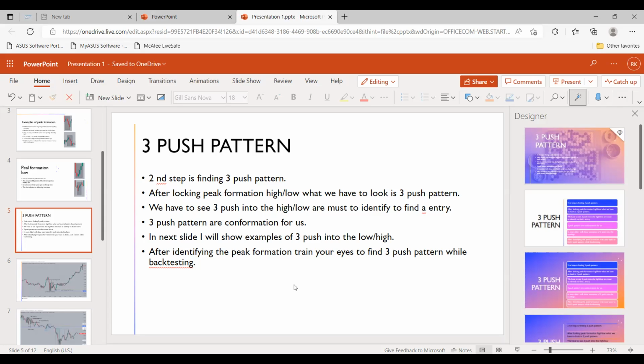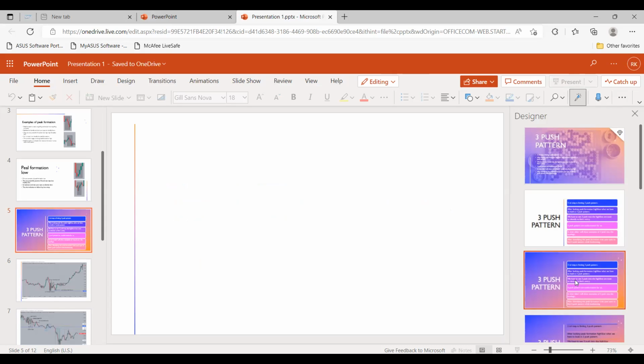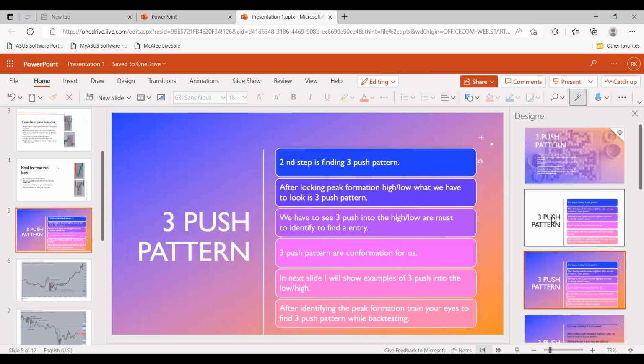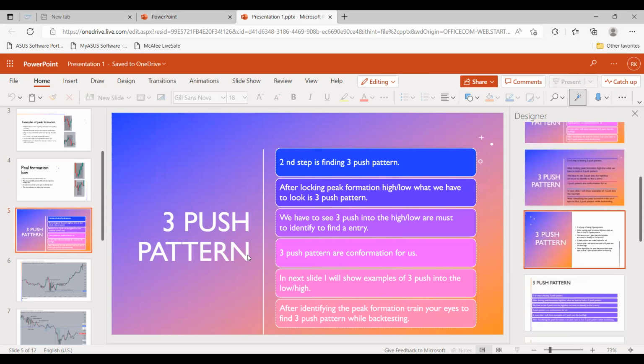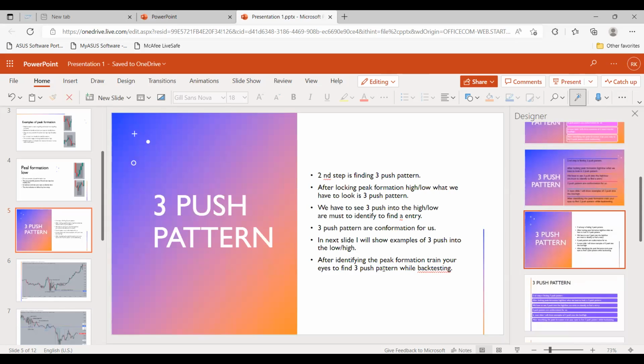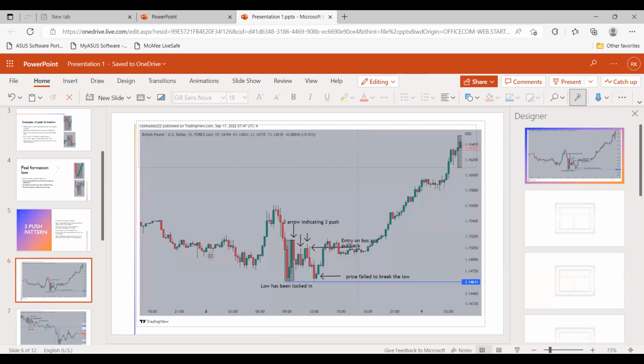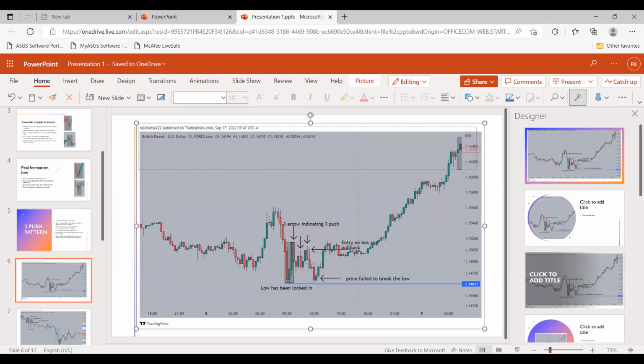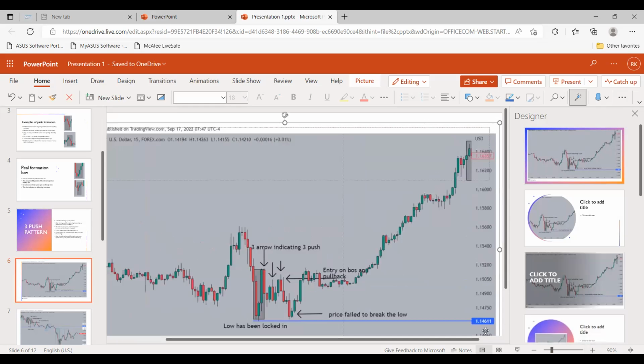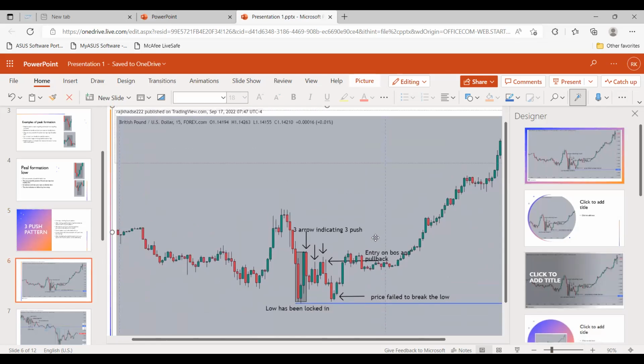If you are finding a high peak formation, then you have to find it at the day's high. If you are finding a low peak formation, you have to wait, just wait. You have to find it at the day's low, right? So here is an example of the three push pattern, right?